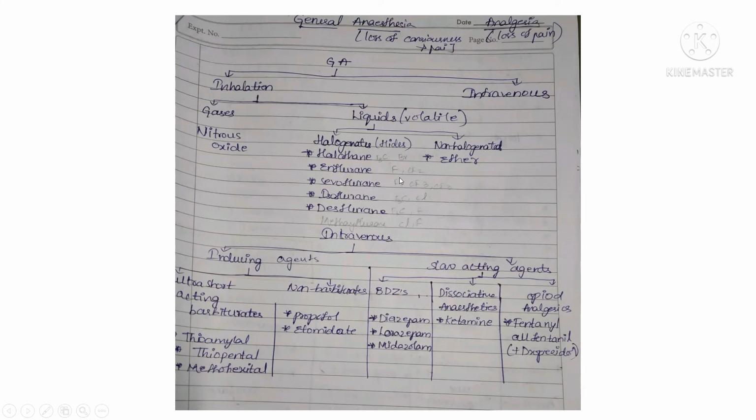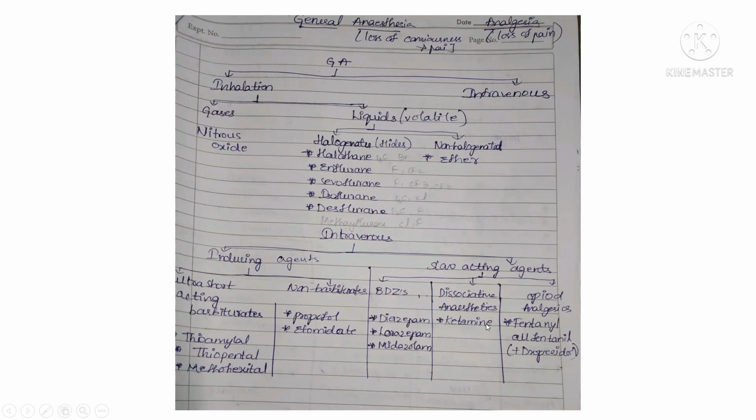The detailed structures will be given in one more video. In non-halogenated we have ethers. These are all inhalation anesthetics, whereas under intravenous we have inducing agents and slow acting agents. Under inducing agents we have ultra short acting barbiturates, thiamylal, thiopental, and methohexital. Under non-barbiturates we have propofol and etomidate. Propofol acts on the modulatory site of the GABA A receptor and enhances GABA activity. Under slow acting agents, we have benzodiazepines: diazepam, lorazepam, and midazolam.